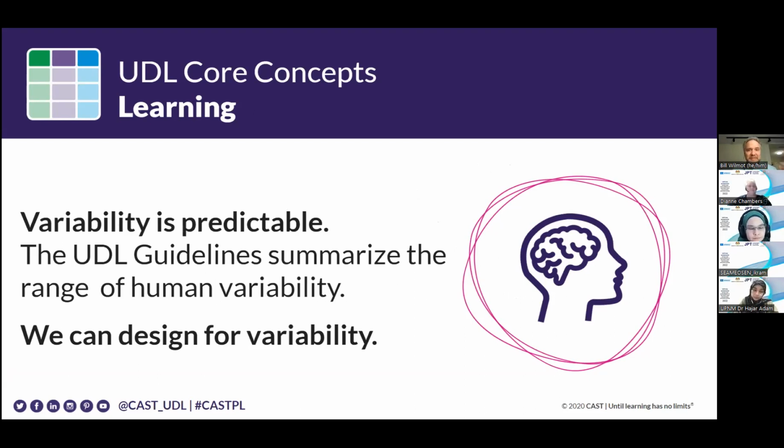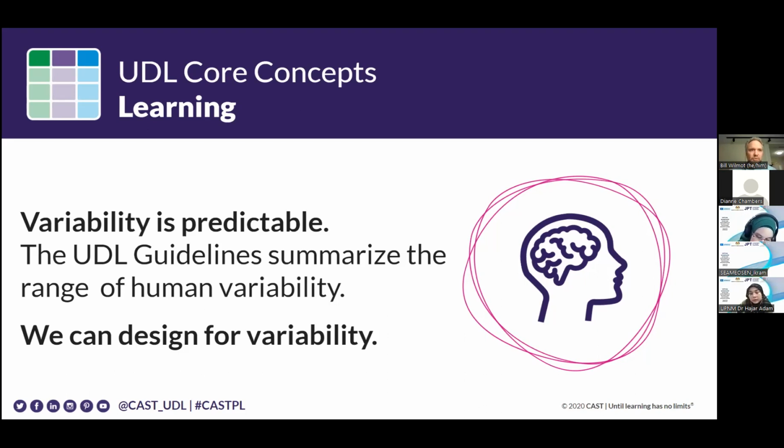It's even contextual. So from day to day, moment to moment, from subject to subject, it can change. And you're telling me also that the barrier is in the learning environment. So how could we possibly account for all of that variability? How could we possibly design to minimize all of those barriers? Well, there is some predictability to variability.